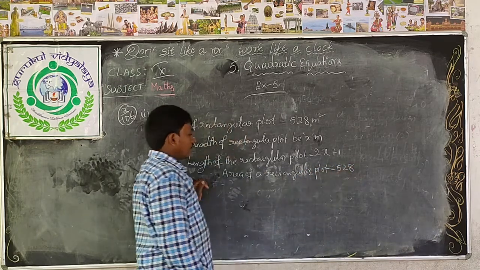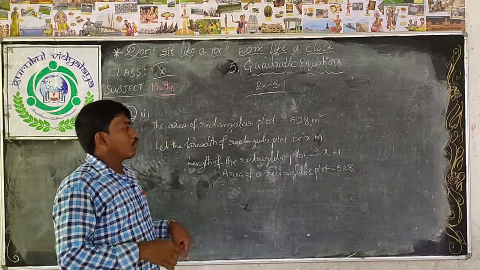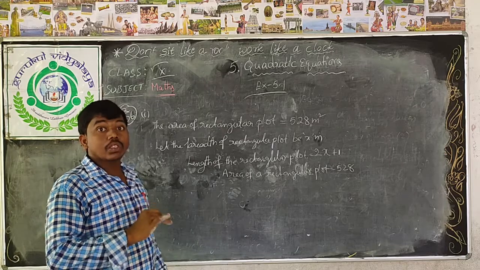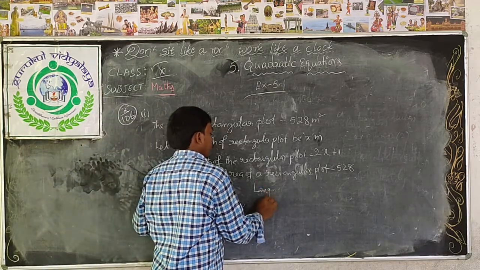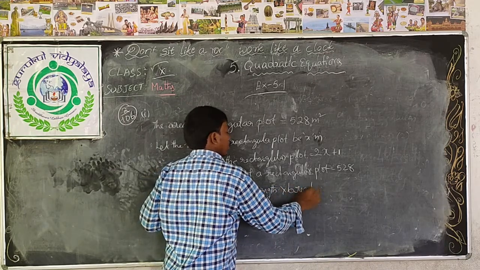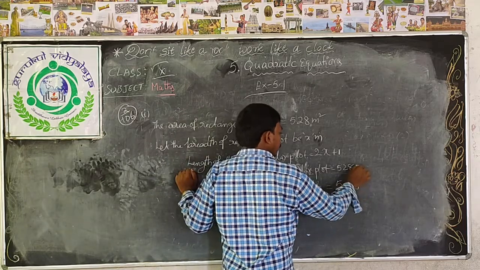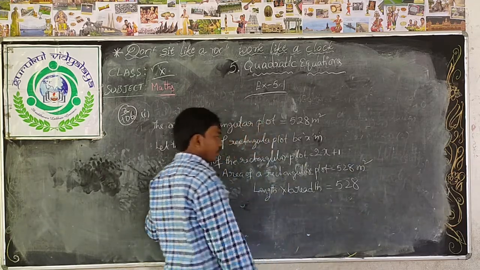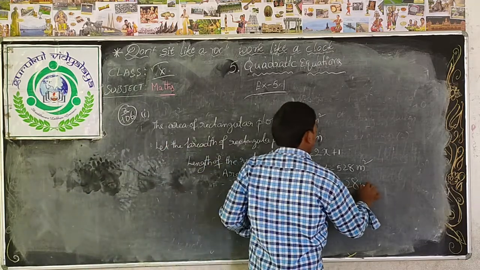See, children, a rectangular plot means rectangle shape. What is the area of a rectangle? Length into breadth. Length into breadth is equal to 528 meters square, already given.